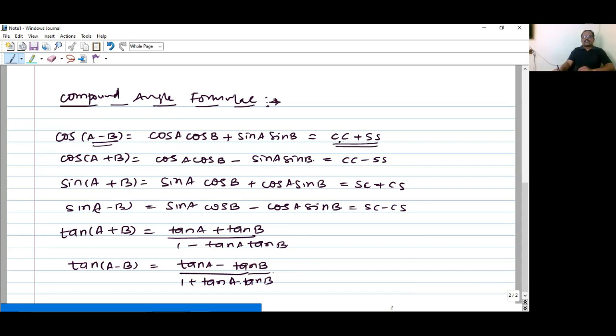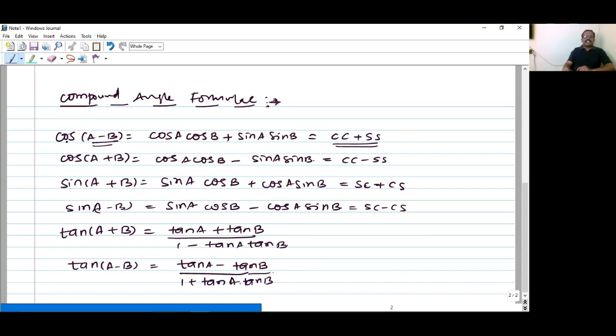So cc plus ss. Whenever it is a minus b, the formula is the addition of two cosines and two sines, that is cos a cos b plus sine a sine b. Whenever there is the addition in the compound angle, that is a plus b, then the right side is in difference, that is the difference of cos and sine. That is cos a cos b minus sine a sine b.